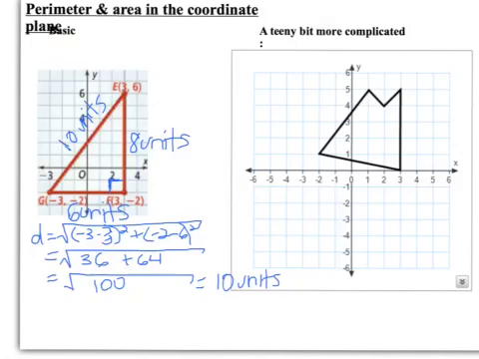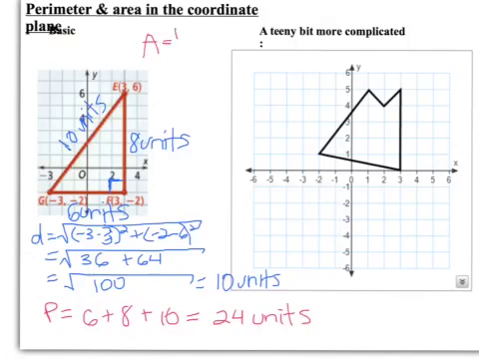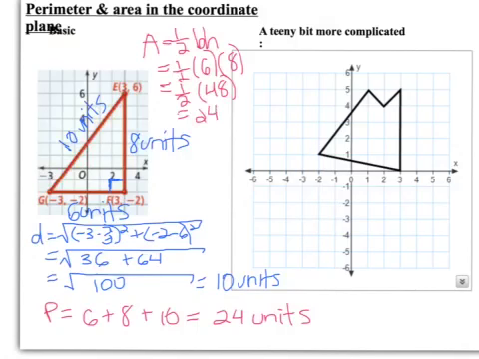So to find the perimeter, we're just going to add 6 plus 8 plus 10, and that's going to give us 24 units. Now to find the area of a triangle is 1/2 the base times the height. So 1/2, the base is 6, the height is 8, so we get half of 48, which is 24, and since we're talking about area, it's units squared.